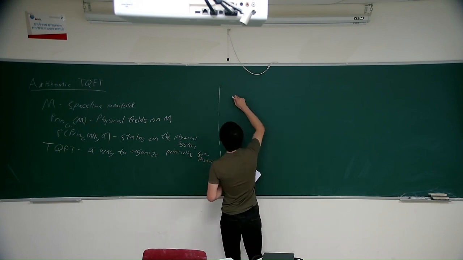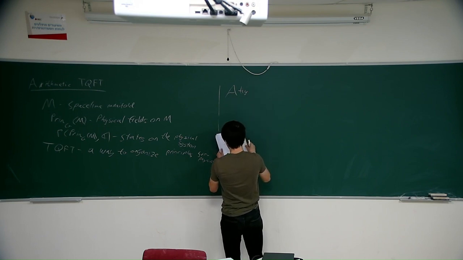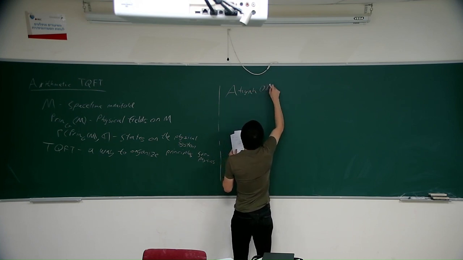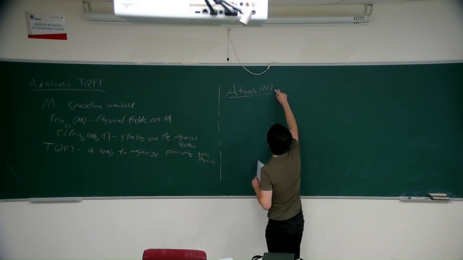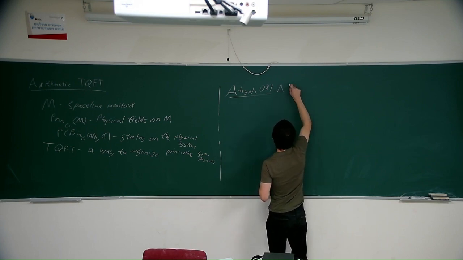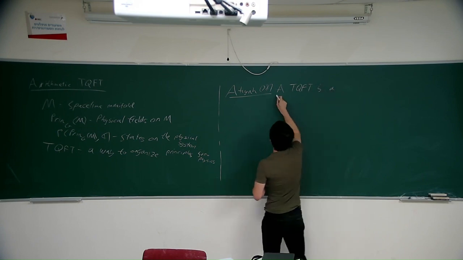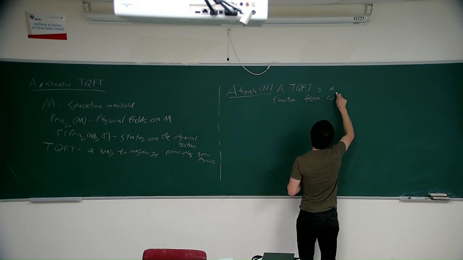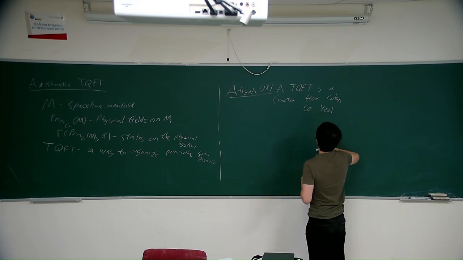So Atiyah '88 suggested a more rigorous way of thinking of all of this, and he suggested an axiomatic way, which is: a topological quantum field theory is a functor from some category of cobordisms to vector spaces.